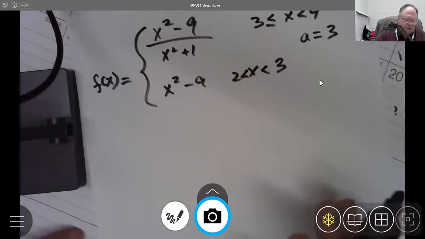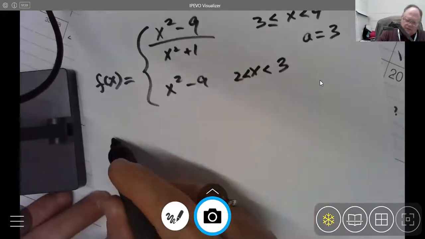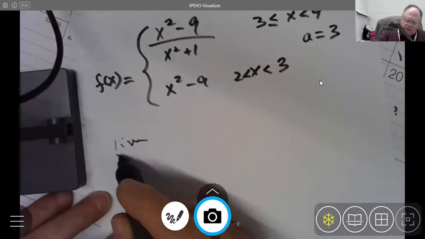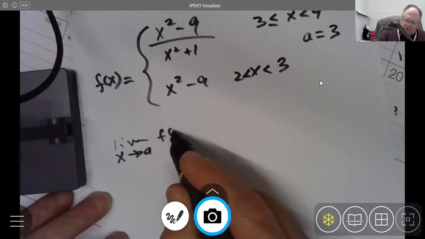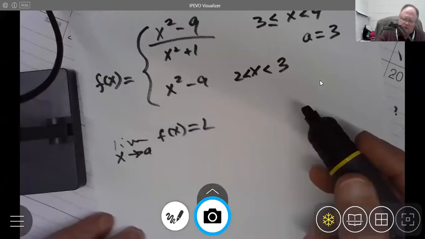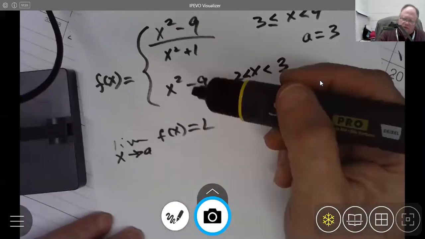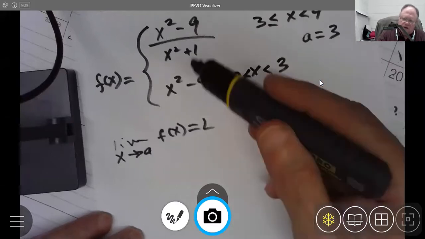So what we do here is we break each one of these up into the limit as x approaches a for f of x equal to L. And we find what the limit is for each one of these. And if they're the same, then it's continuous at 3. If not, then we have to do something else.